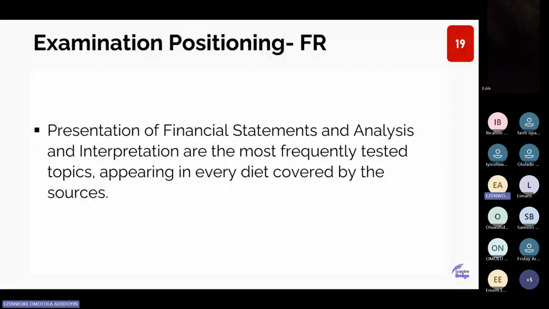Presentation and analysis, right? That's preparation and presentation of financial statements and ratios. That's what we're saying. They are mostly, frequently tested. They appear in almost every diet. So please position yourself for this. Imagine if you are so good with this, you can tell that you've gotten a lot of marks.